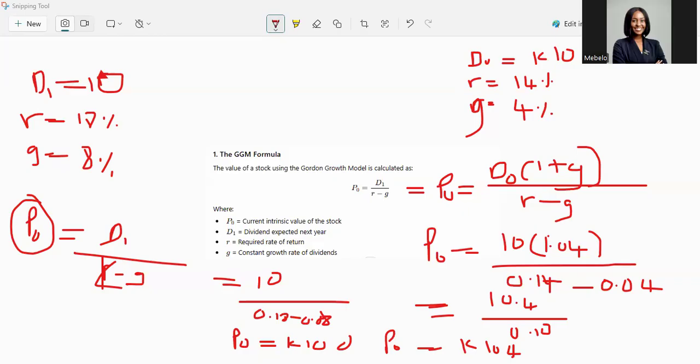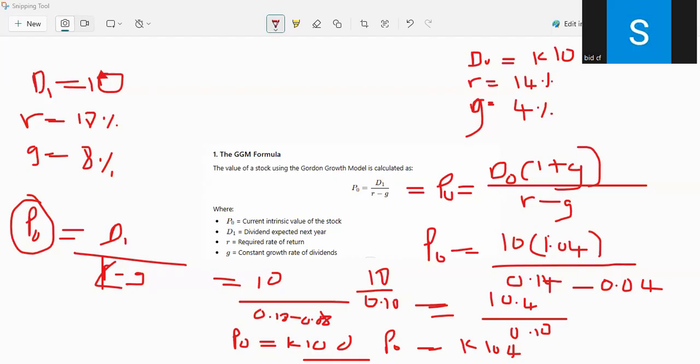So how did you arrive at 100? I thought we were dividing 10 by 0.18 minus 0.08. Yes, 18% minus 8% is 10%. So 10 over 0.1. What do we get? 100 kwacha, isn't it? Okay, all right. Now let's go to the exam question.